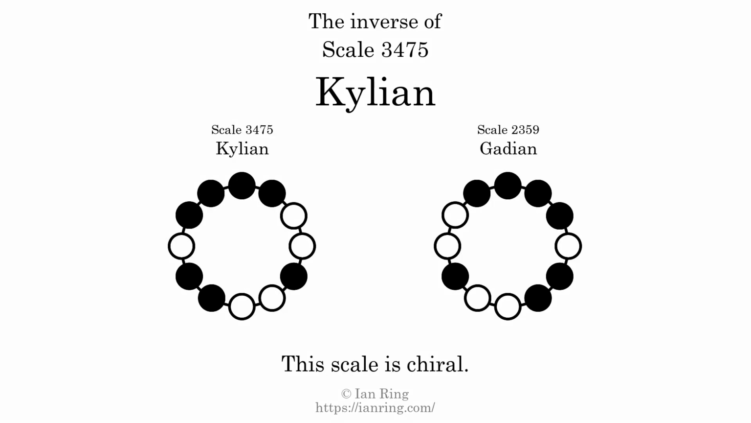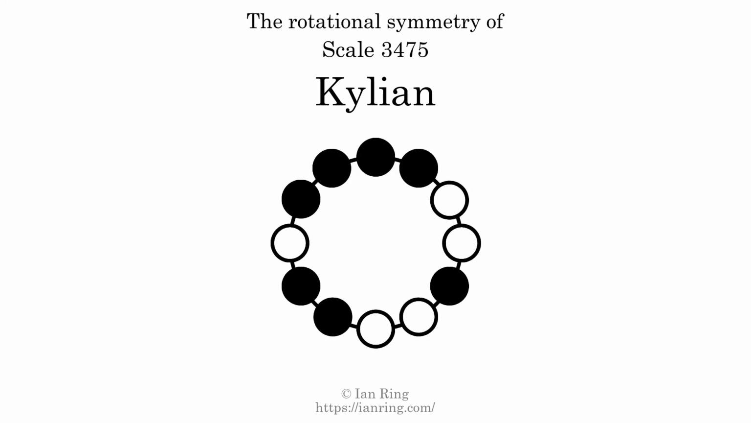The inverse of a scale is a mirror image. It is what you get when the sequence of intervals is reversed. The inverse of this scale is scale 2359, also known as Gadian. This scale is chiral. It cannot transform into its inverse by rotational transformation. This scale has no rotational symmetry.